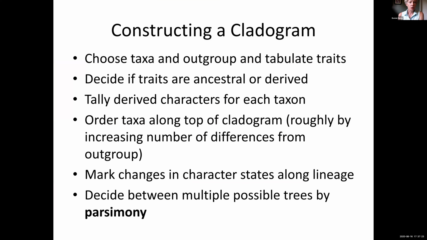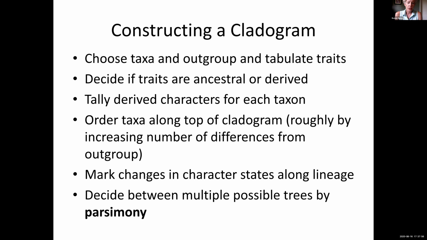And then we're also going to work on some paper and pencil. So if we want to try and draw a cladogram, we're going to need to have our taxa and our outgroups. We're going to need to decide if characteristics are ancestral or derived. And then all we have to do is tally up those characters, and we're going to use the number of differences from the ancestor to construct our tree. And sometimes we're going to end up with more than one tree that could be possible.